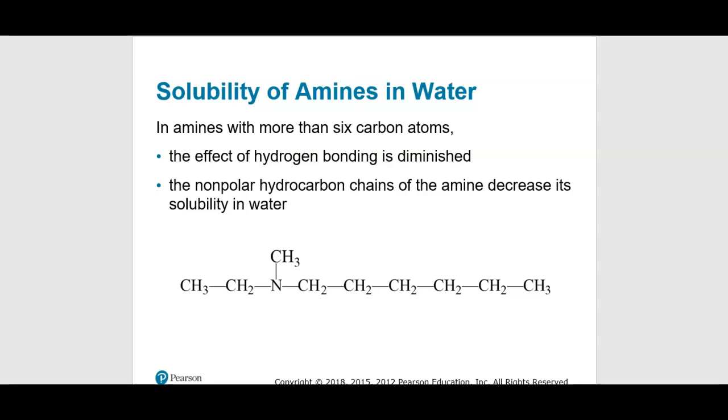So amines with more than 6 carbons, again, it's the same thing. The effect of the polar group, in this case an amino group, the nitrogen group, is simply diluted. It's being wiped out. So the molecule on average is less polar. The solubility in water is decreased as you get larger and larger hydrocarbon chains. So this thing here, which has 6, 7, 8, 9 carbons, is not going to be water soluble.